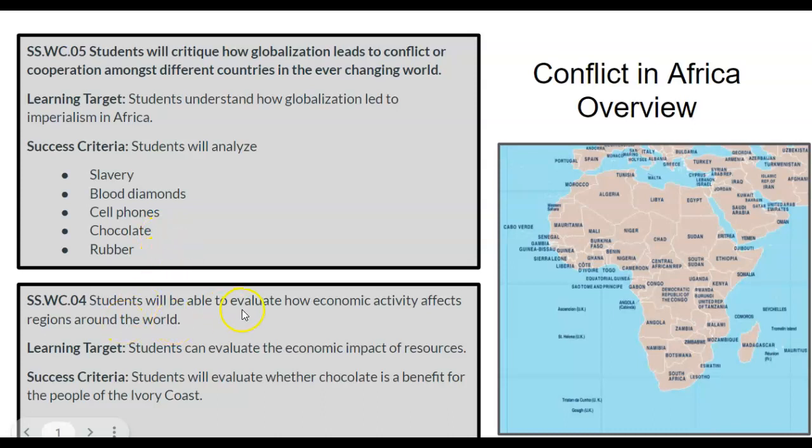We're also going to evaluate economic activities and how they affect the world. All of these actually are economic activities, but you'll be assessed on whether chocolate is a benefit for the people of Ivory Coast or it's not. So you'll make that judgment.